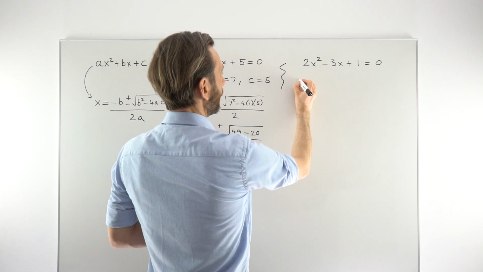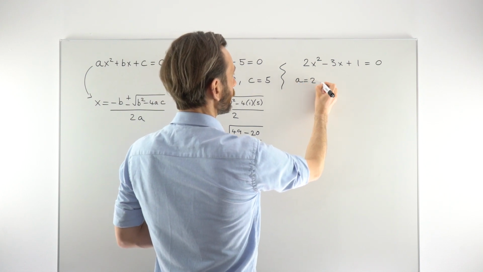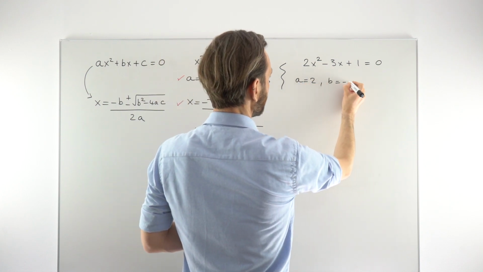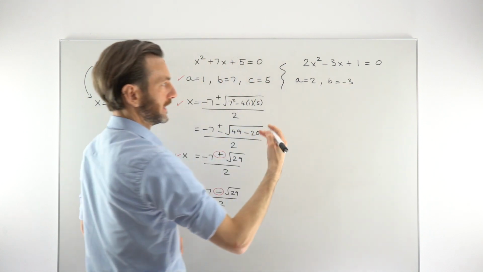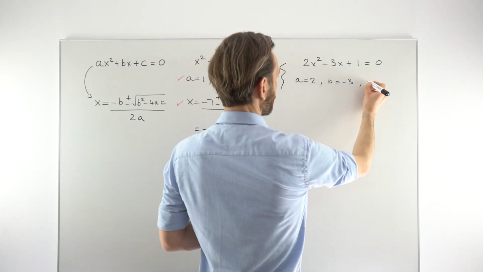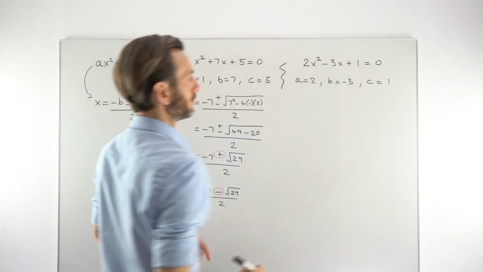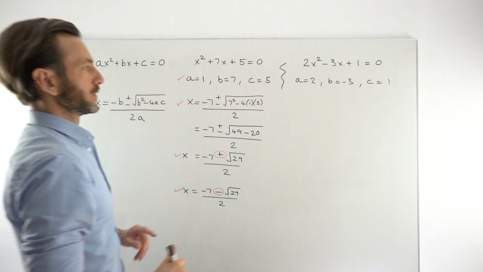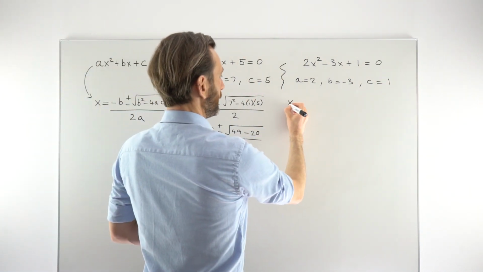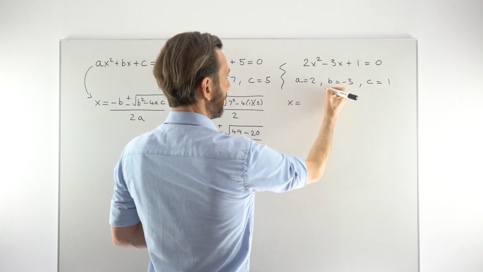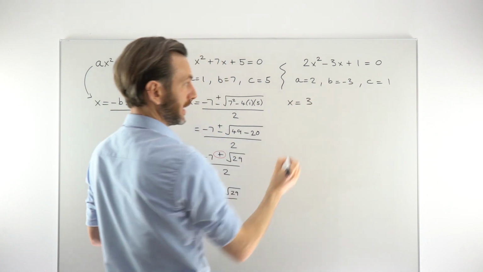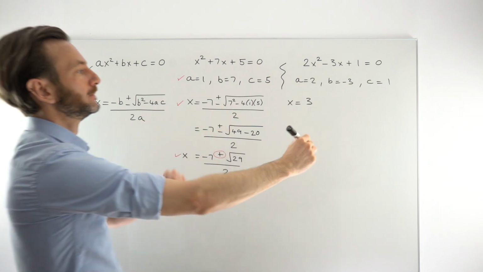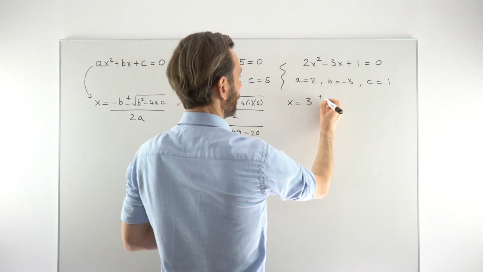Doing the same over here, identifying our a, b and c values. So a is 2, b is negative 3. Remember to look out for negatives in particular. You've got to keep the sign that goes with the term. And the c value is 1, so we're going to get x equals minus b, so it's minus 3, which is going to be 3, so be really careful with those. That's a common mistake, to miss that double negative.